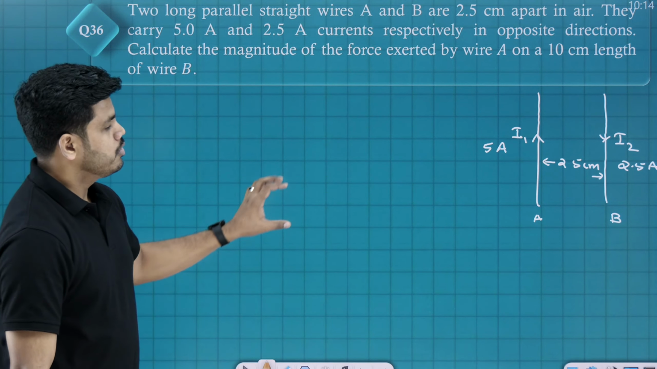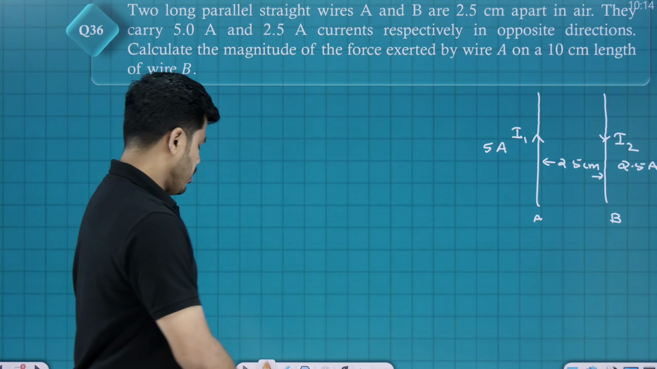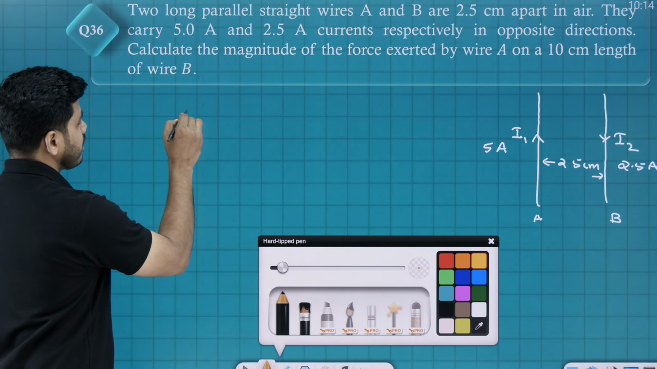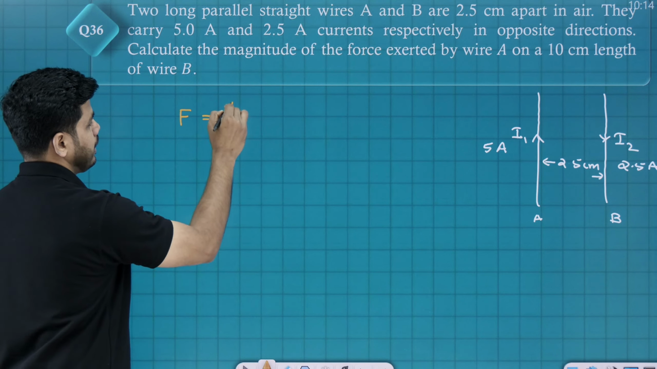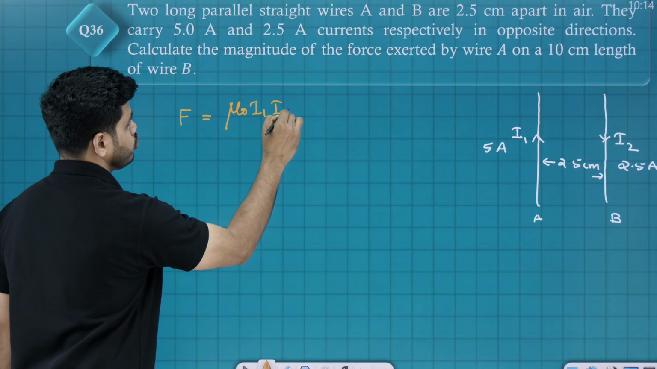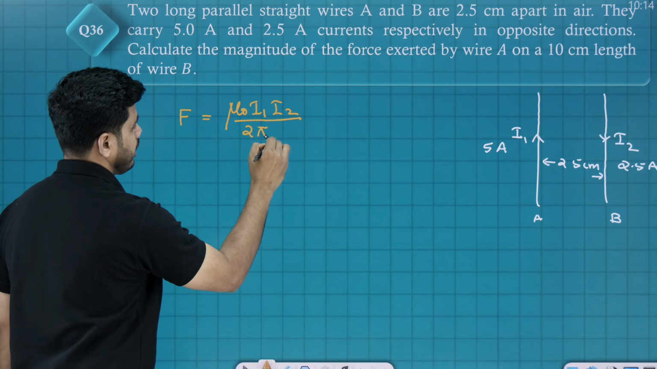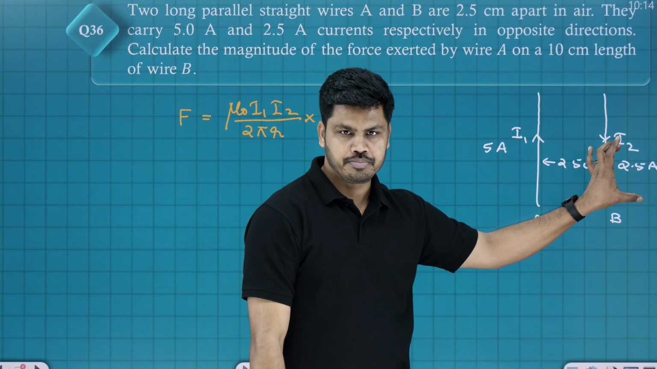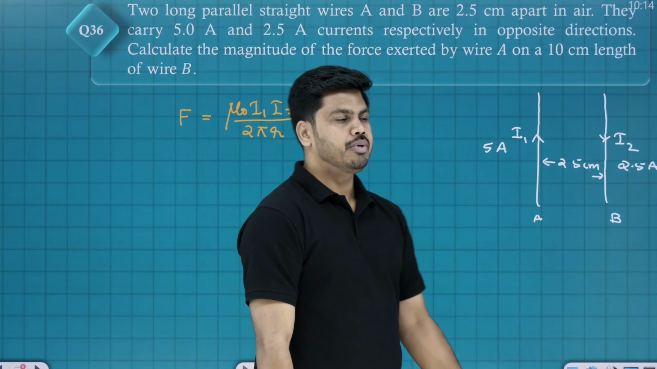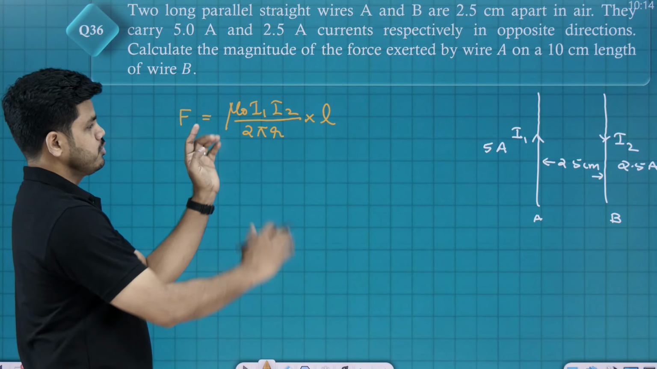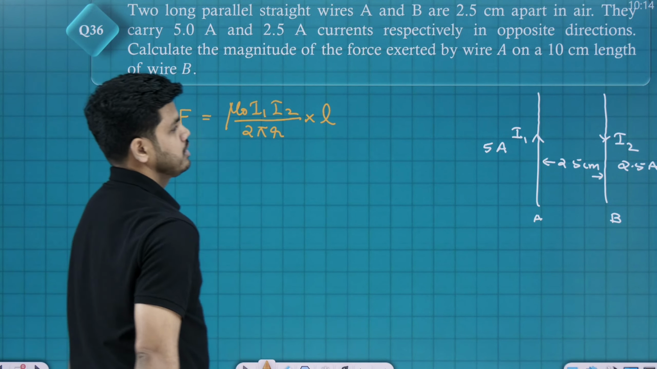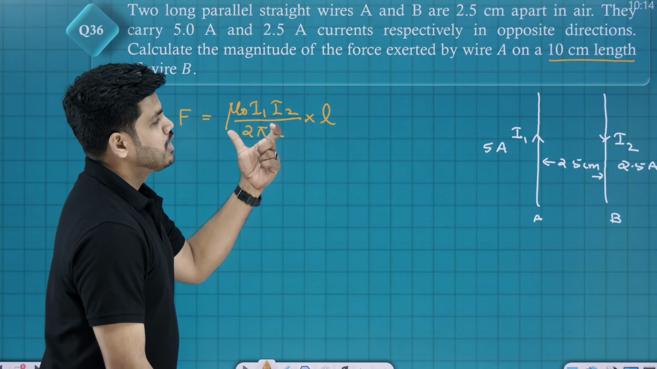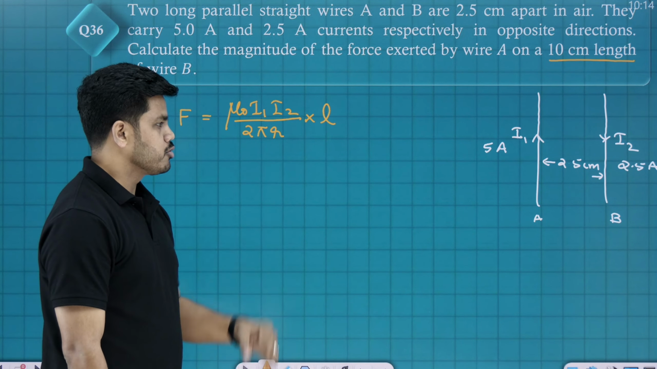All right, what was the equation to find the force between parallel wires? Parallel wires carrying current have a force between them, mu naught I1 I2 divided by 2 pi r, into the length of the conductor over which we calculate the force. If it is force per unit length, we take this L to the left-hand side, so it will be mu naught I1 I2 by 2 pi r. But the question asks to calculate on a particular length of wire, so that L also has to be considered.